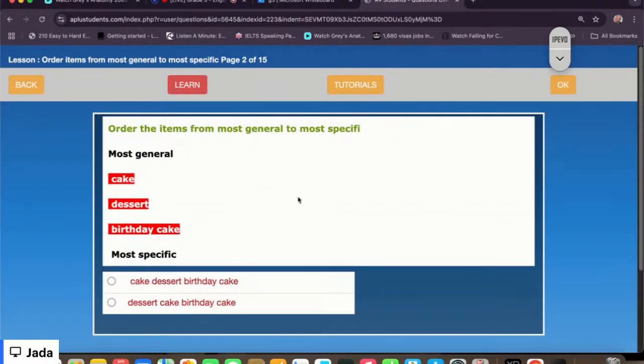Okay. So arrange these in order from most general to most specific. I want each one of you on the chat to send in your answers as we go on with the test, okay? So we have cake, dessert, and birthday cake. What is the right order?